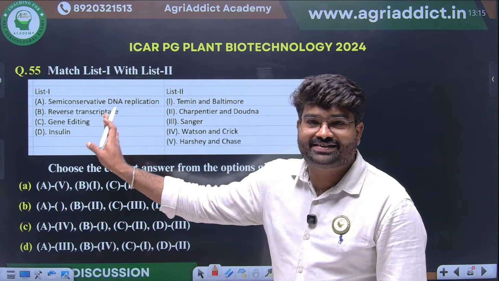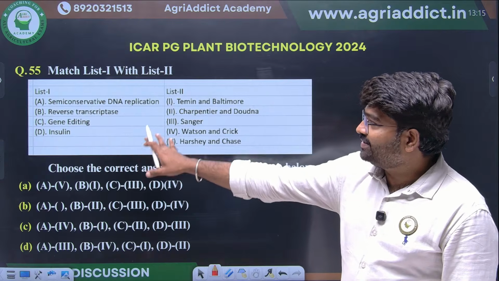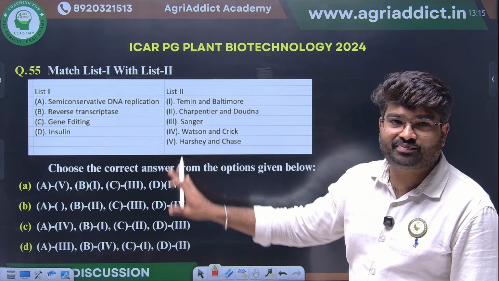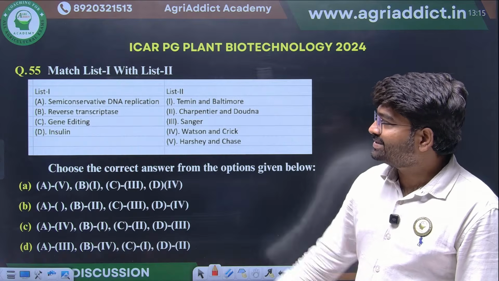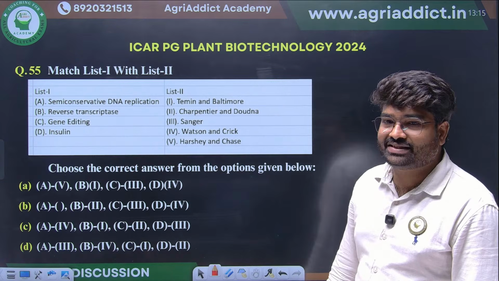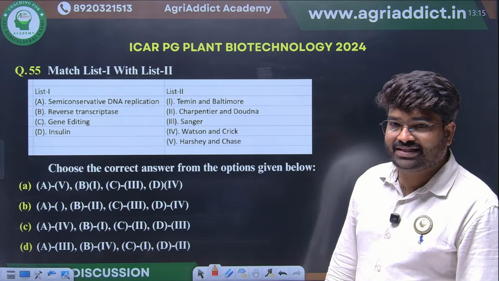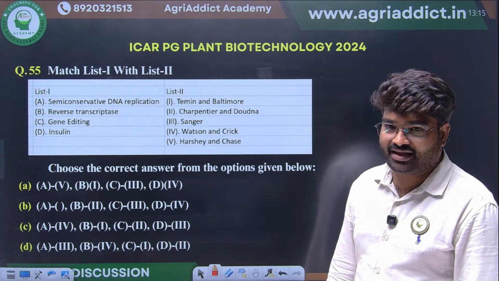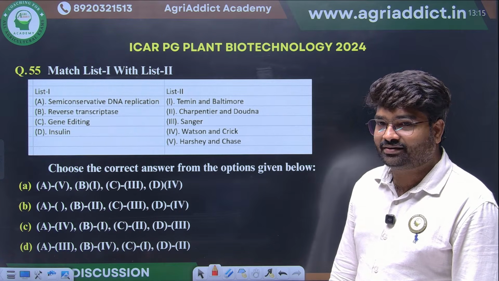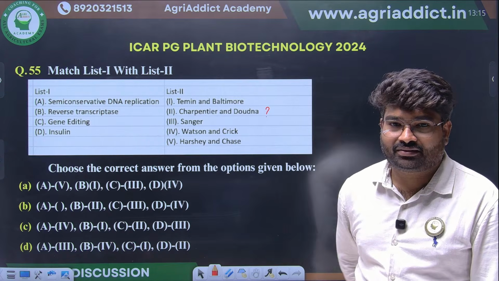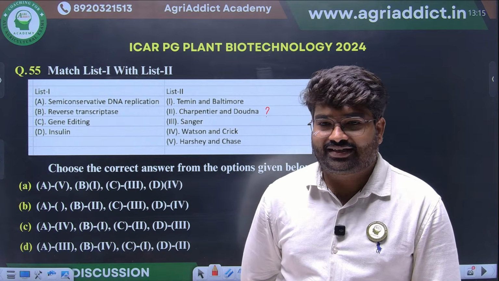This we have already discussed in our class: different scientists along with their discovery. This is a very simple question. You have to answer. Semi-conservative DNA replication: who has given that? Reverse transcriptase enzyme: who discovered? Gene editing: who got the Nobel Prize in chemistry or medicine? In which field did they get the Nobel Prize? Insulin: who has sequenced that insulin?